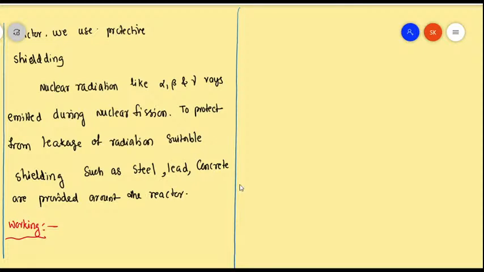A slow neutron is allowed to bombard the uranium, which will undergo fission and energy is released. I will write the working. A slow neutron.